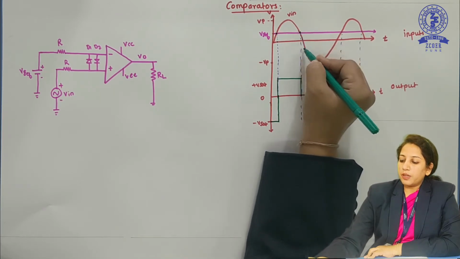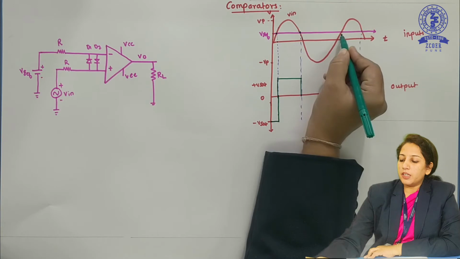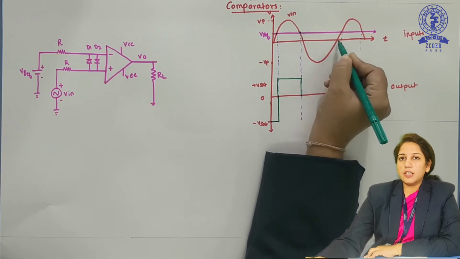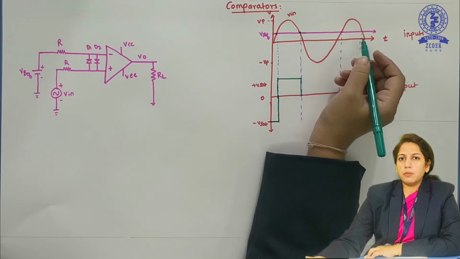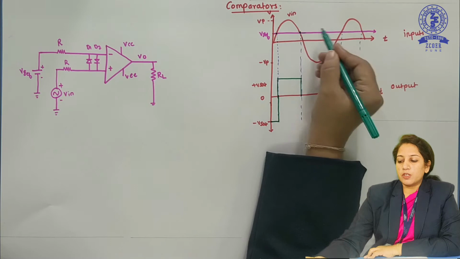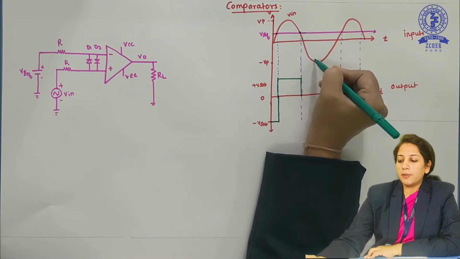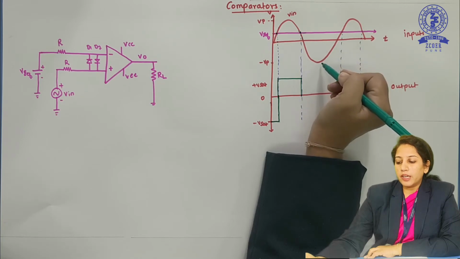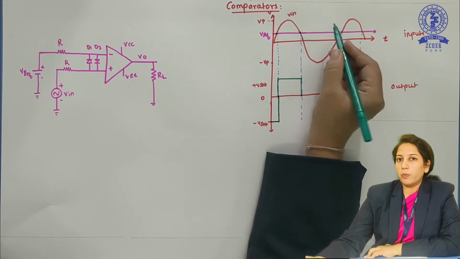Then for this time period, V in is less than V reference, and for this time period V in is also less than 0. No matter whether it is less than 0 or any other value, it will only compare with this V reference. So V in is less than V reference for this time period. It may go to the negative side or the positive side, no matter.